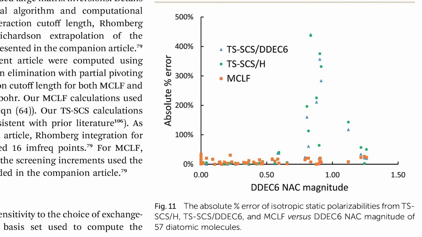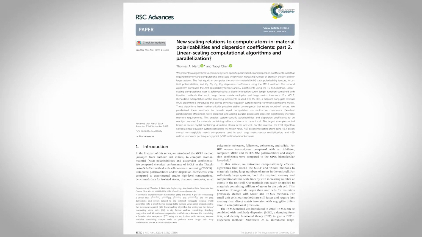In this figure, we can also observe how the absolute error percent for MCLF is significantly lower than other methods for isotropic polarizabilities across different magnitudes of DDEC6 NACs for 57 diatomic molecules. This clearly shows the TS-SCS scaling law does not work for atoms carrying a significant partial charge, irrespective of the charge partitioning method. This article introduces the computational aspect of the MCLF method.